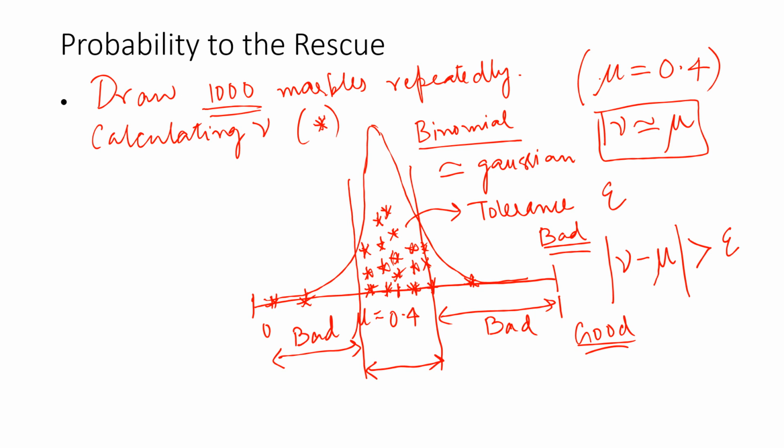So my good outcome is, let me write it again, the absolute value of nu minus mu being at most equal to my epsilon, because you can tell that this is my tolerance range. So this is essentially my mu plus epsilon, and this is my mu minus epsilon. This entire range, and I want my nu to lie somewhere here. So this is my good outcome. This is what I'm trying to get at.